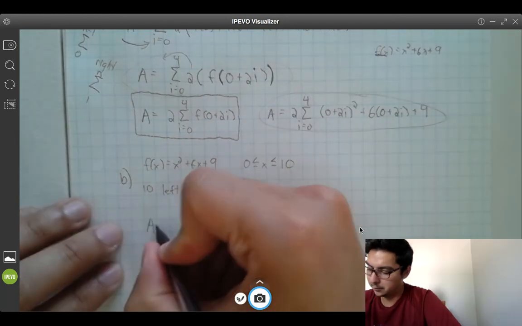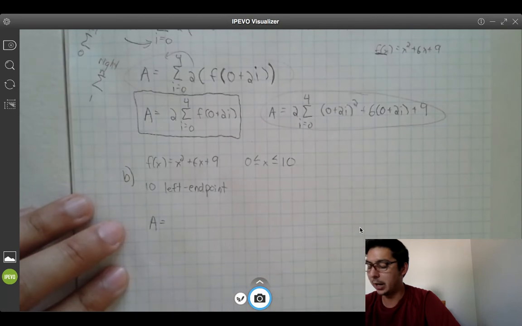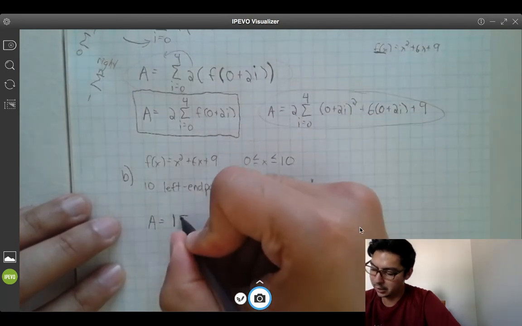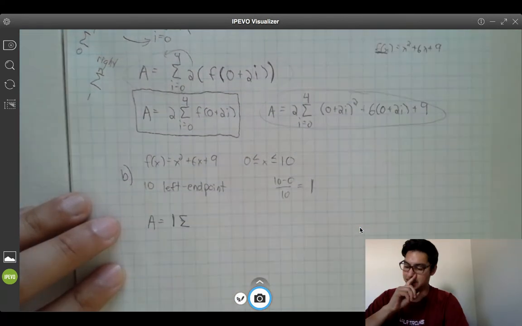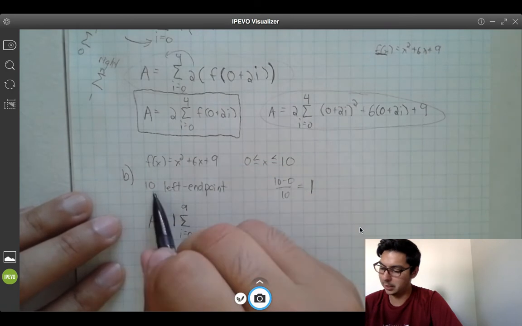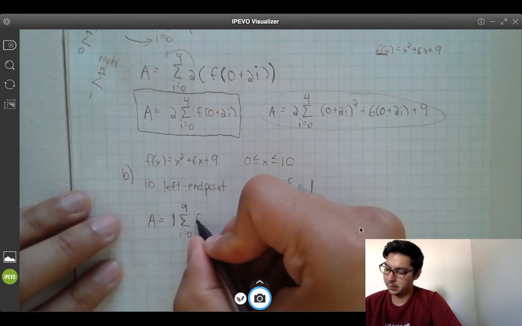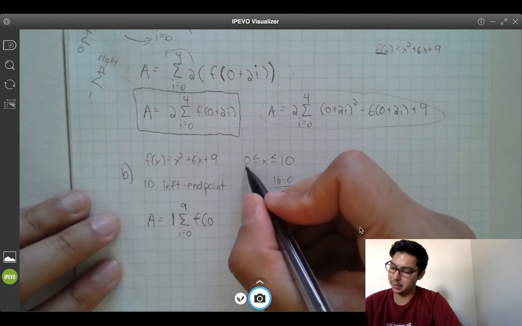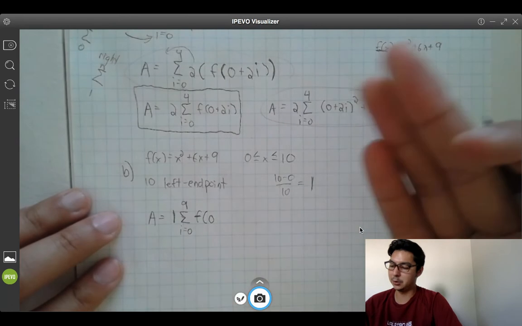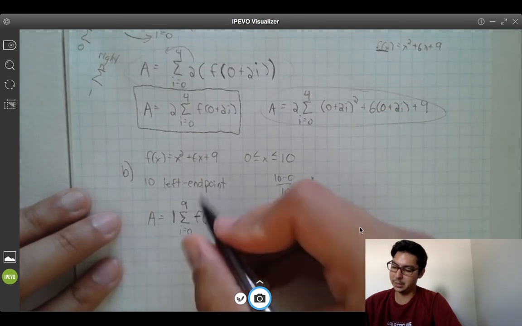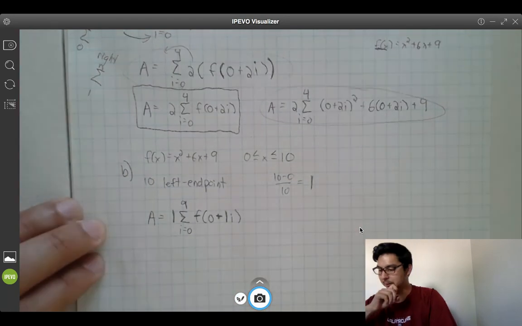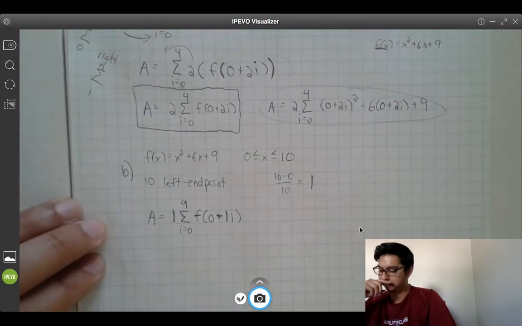So then the area is going to be the width of each rectangle, which is 10 minus 0 over 10, just 1. So the width of each rectangle is 1. So I'm just going to put that outside in the summation. And then we'll go from 0 to 9 for the 10 rectangles. And then it's the function at 0, which is your left endpoint, because that's where you start if you did left endpoint. And then the next width, it would just be the next width over for the next rectangle, so it'd be plus 1i. And there's your left endpoint. And that's your answer for this one.